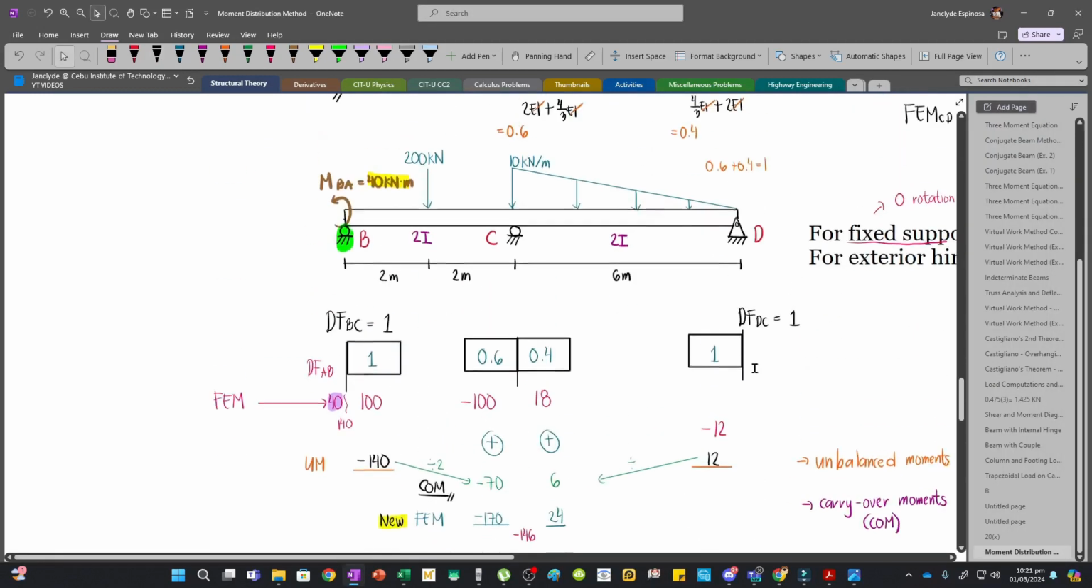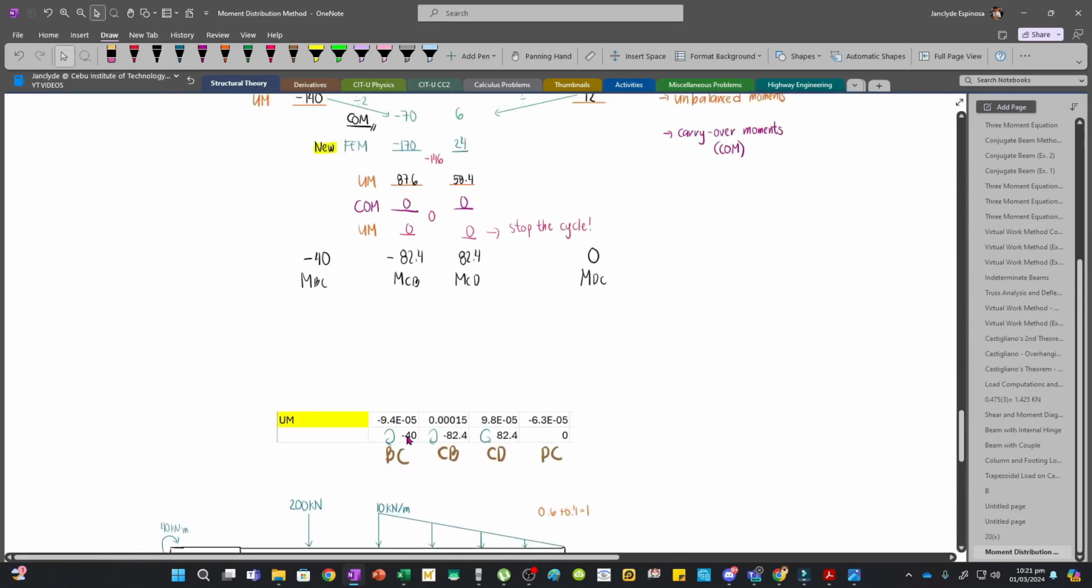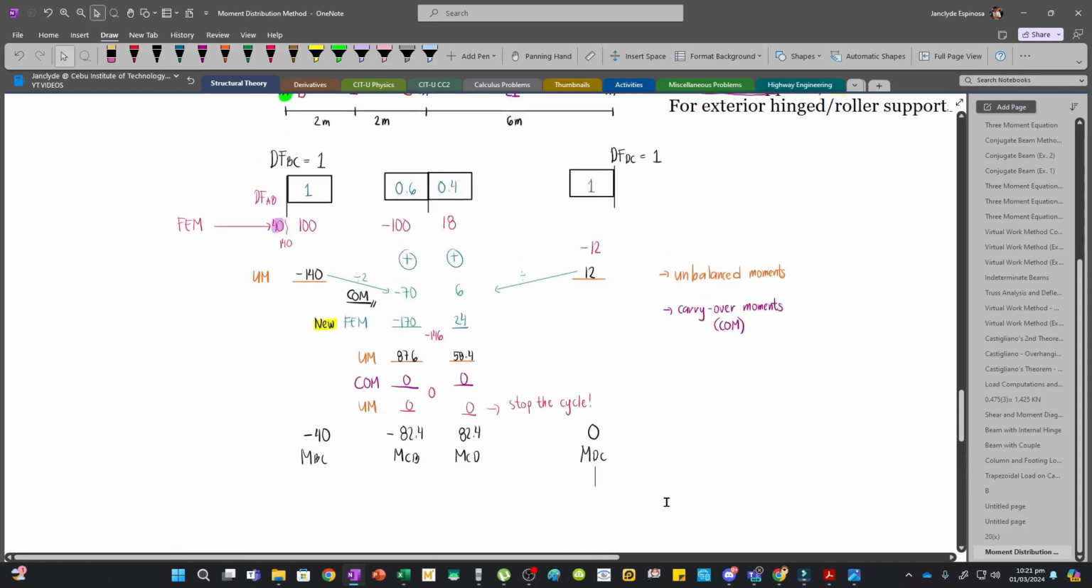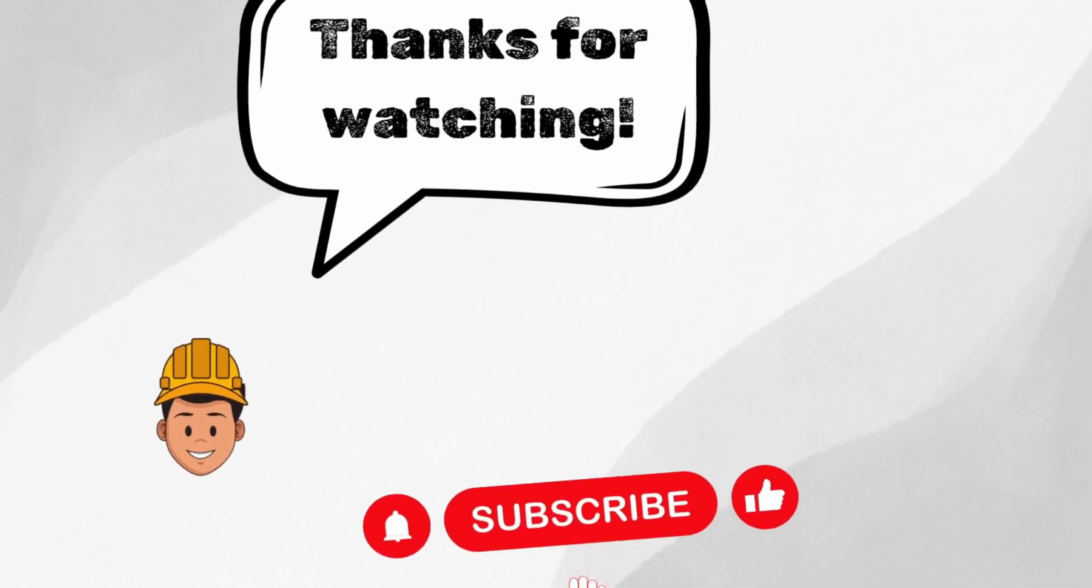And so notice that this is just the same as earlier, wherein our BC is negative 40, our CB is minus 82.4, CD is 82.4 positive, and then DC is 0. So this is how you can apply the shortcut if you have two spans, and then both exterior supports are hinges or rollers.